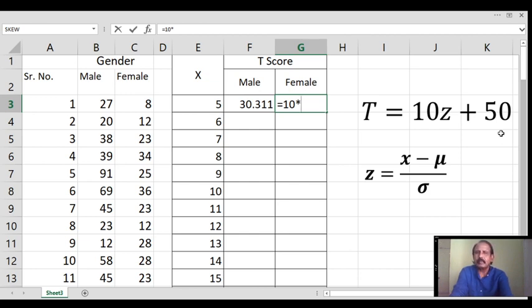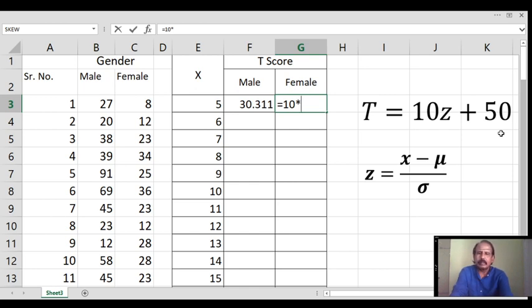That is written here in E3, but the mu and standard deviation will be changed because we are going to find the t-score for x equals 5 in terms of female. So we have to use the mean and standard deviation of female. The mean of female is found in C55, and the standard deviation of female is found in C56. We will use these two cell addresses.